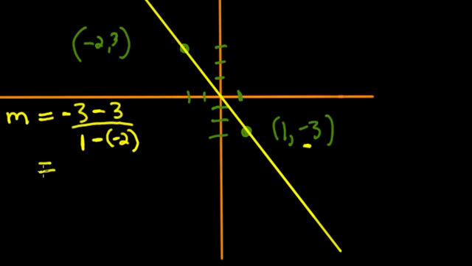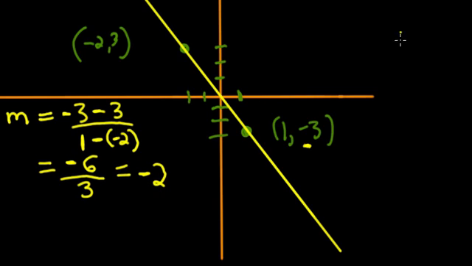And so -3 minus 3 is -6. And 1 minus 2, that's +2, is 3. And so this equals -2. So we have a slope of -2.